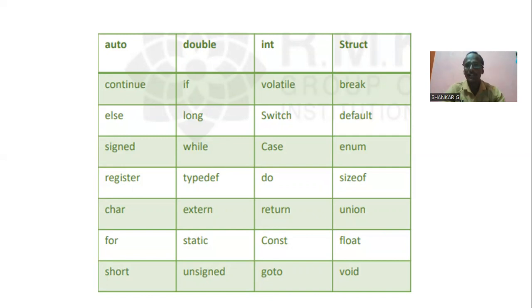It has to be a small letter c, because previously we had the rule that all keywords must be written in lowercase letters only. And go to struct. struct is also a small s only. So struct is a keyword. We should not use capital letters. break, default, enum, sizeof, union, float, and void. So these are a few of the keywords which are available in C language.